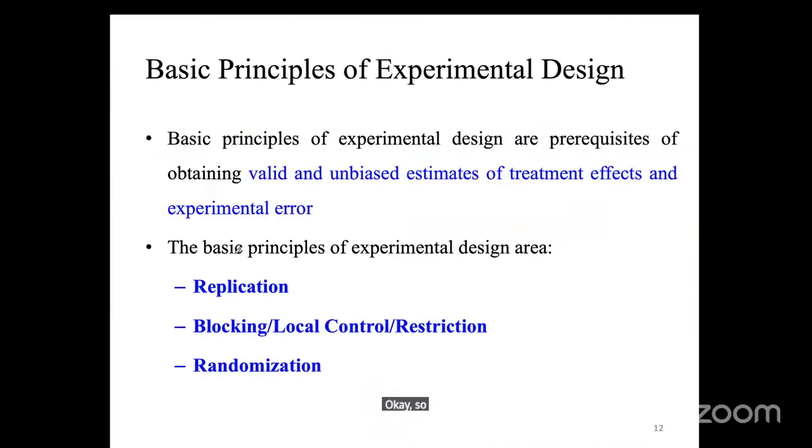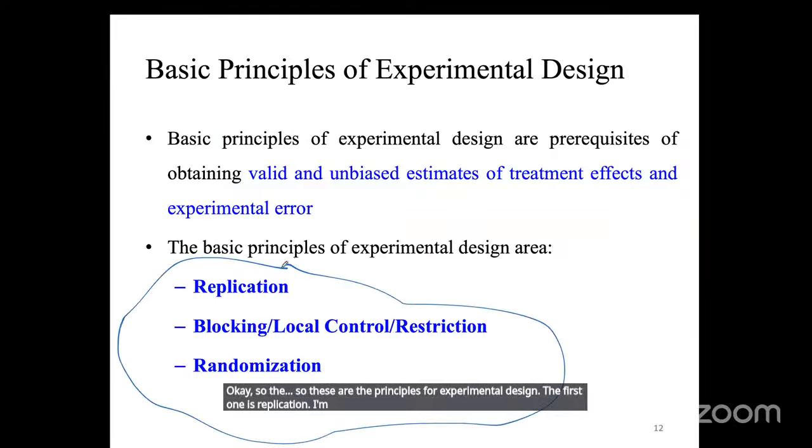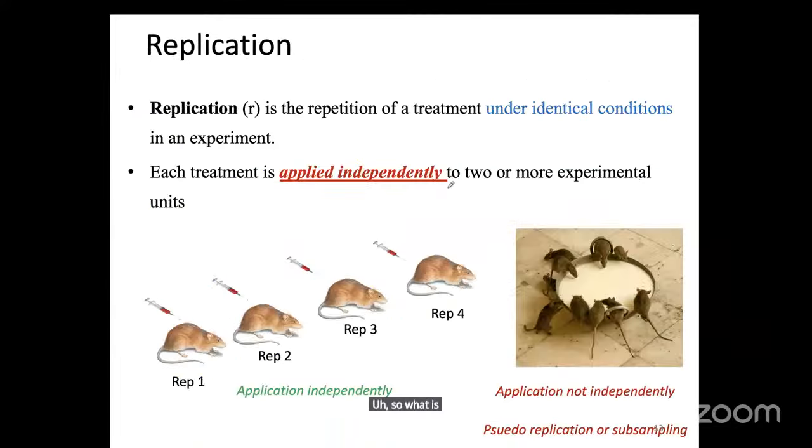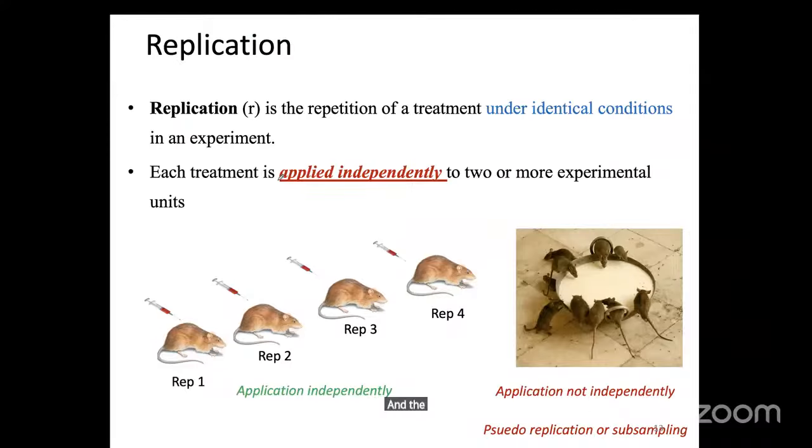Okay, so these are the principles for experimental design. The first one is replication. I'm just going to touch on it very briefly. So what is replication? Replication is simply repeating a treatment under identical conditions in an experiment. And the key word here is that each treatment is applied independently to two or more experimental units.